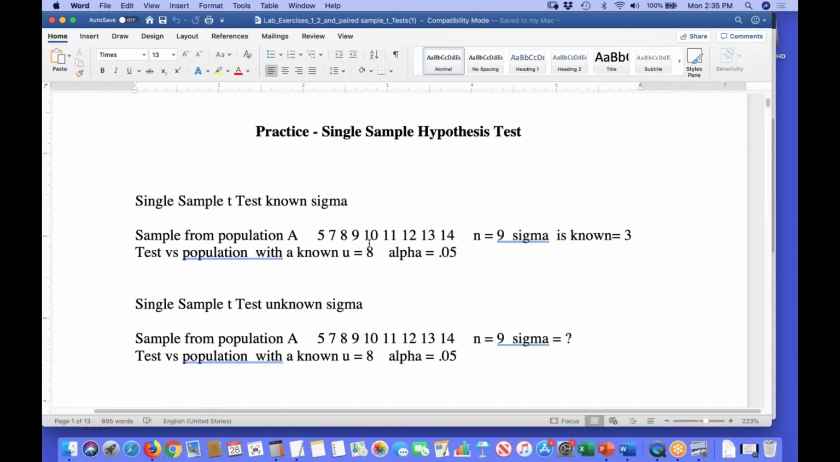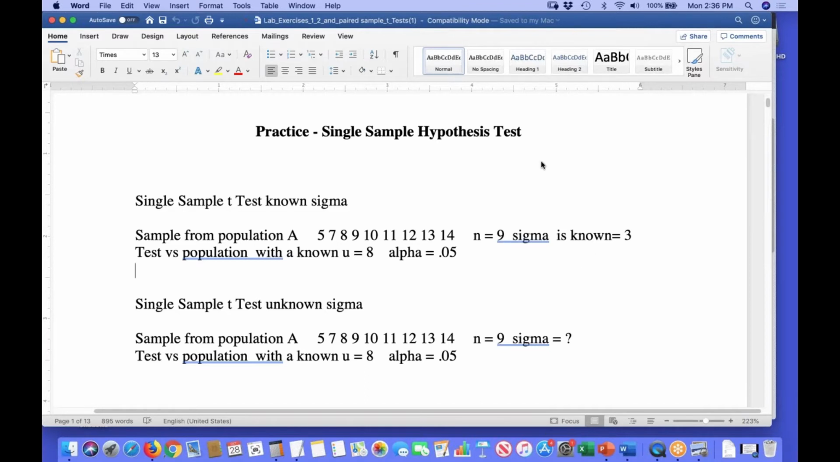Okay, so from population A, we have these numbers, and the sample size is 9. Sigma, the standard deviation, is known to be 3. Again, that's not something that usually happens. Normally, we don't have a situation where we don't know mu, the population mean, but we do know sigma. That doesn't come up very often. Usually, we don't know either one of them. Sample size 9, sigma is equal to 3.